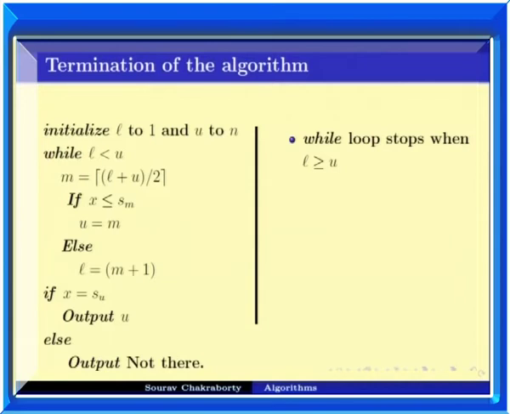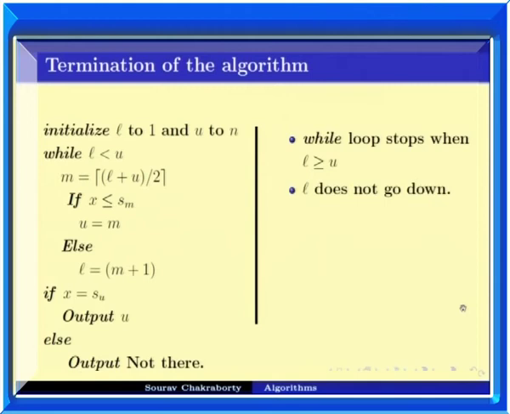The termination of the algorithm is that, note that if L ever becomes greater than or equal to U, then it will terminate, right, because it will then go out of the while loop and then it would check this if condition, and whatever it gets, it will either output U or it will output not there.